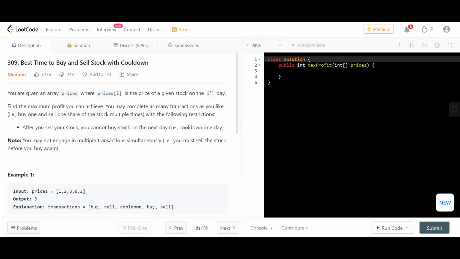Right, this is the problem of the day today: Best Time to Buy and Sell Stock with Cooldown. I think I've done it in the past. There are a bunch of different variations of this. I might just one day do all of them.